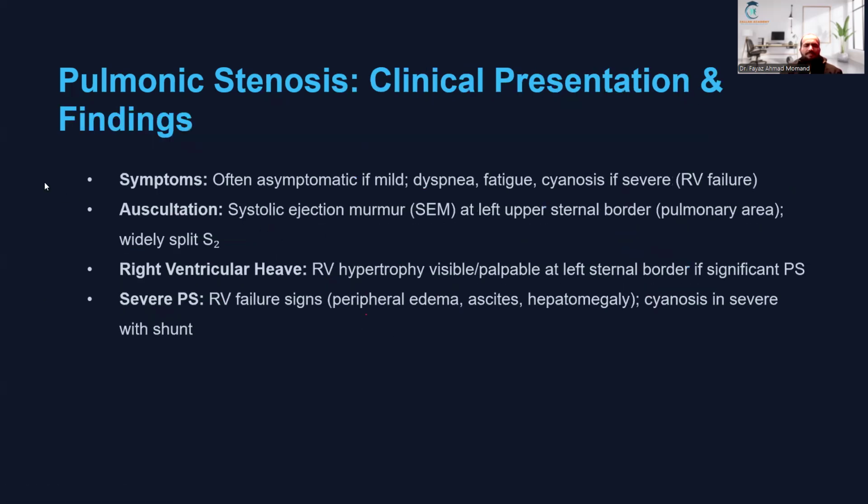Symptoms: usually pulmonary stenosis is asymptomatic. Dyspnea, fatigue, cyanosis can occur if right ventricular failure happens. You may also see peripheral edema. On auscultation, you will hear a systolic ejection murmur at the left upper sternal border, which is also considered the pulmonary area, and S2 will be widely split. Right ventricular heave due to right ventricular hypertrophy may be palpable at the left sternal border if significant pulmonary stenosis.